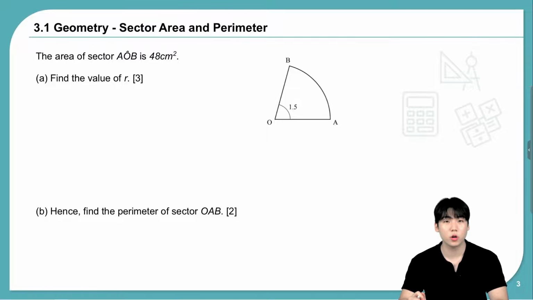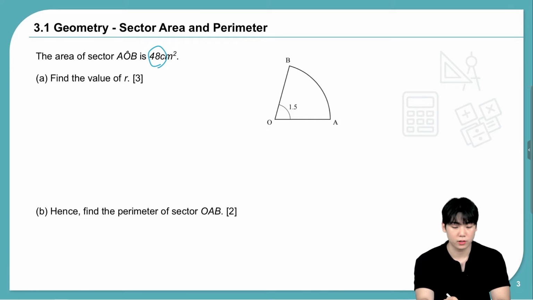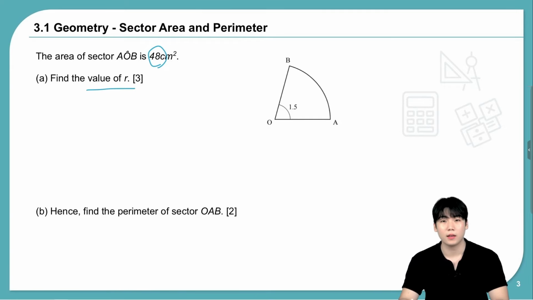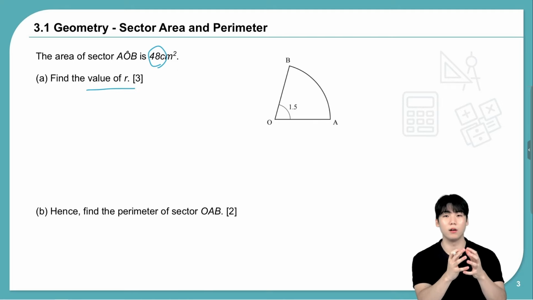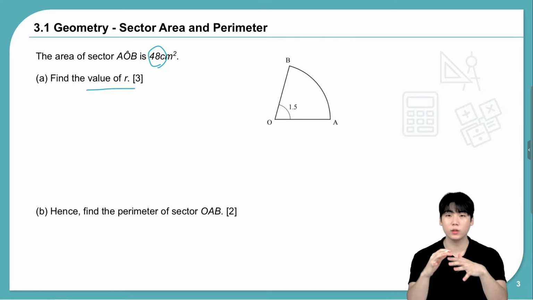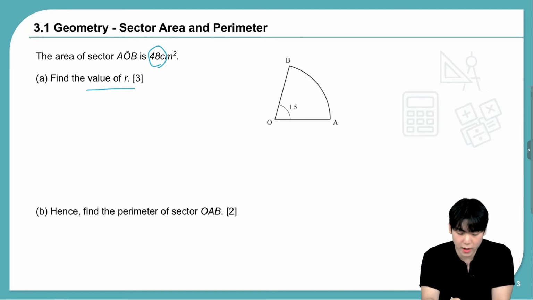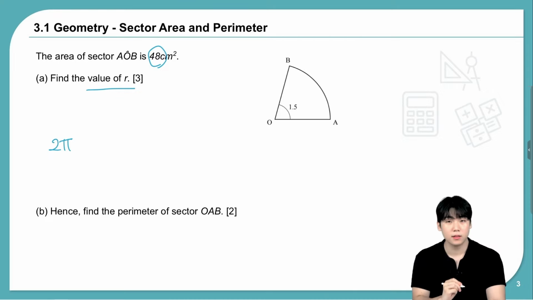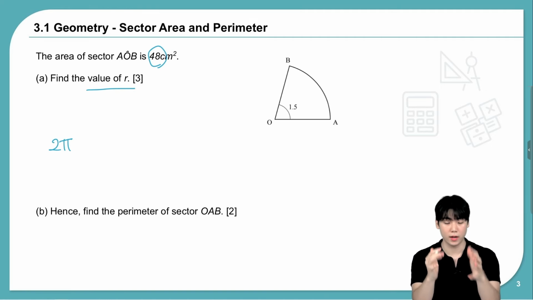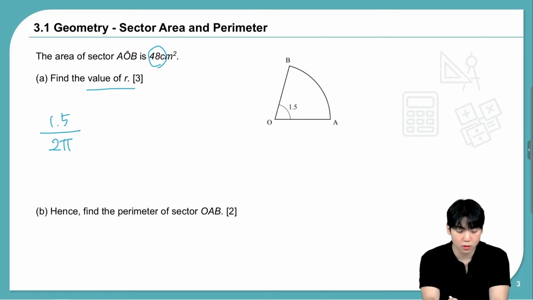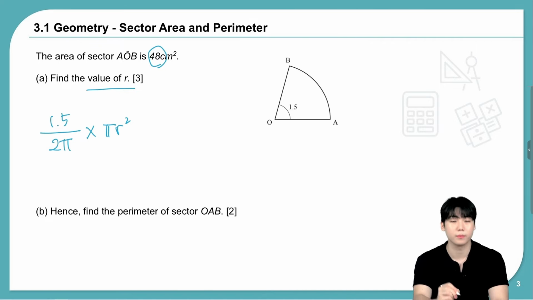Part A shows that the area of the sector is 48, and we're asked to find the value of r. And given the sector, how do we find the area of a sector? The area of a sector is basically a proportion of the full circle. What's the angle of the full circle? It's 2 pi. And it's a portion of 2 pi, so it's 1.5 over 2 pi multiplied by the whole area of the circle, which is pi r squared.